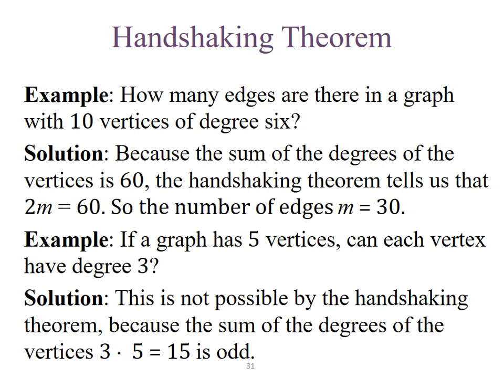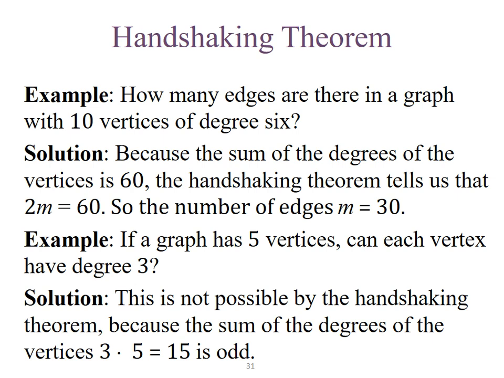How many edges are there in a graph with 10 vertices of degree 6? For example, we have a graph, all their vertices are degree 6, and in total we have 10 vertices. Then how many edges? By the handshaking theorem, if we calculate the summation of the degree of all vertices, that will be 10 times 6. The total summation will be 60, and it equals 2 times n, where n is the number of edges. So the number of edges will be 30.